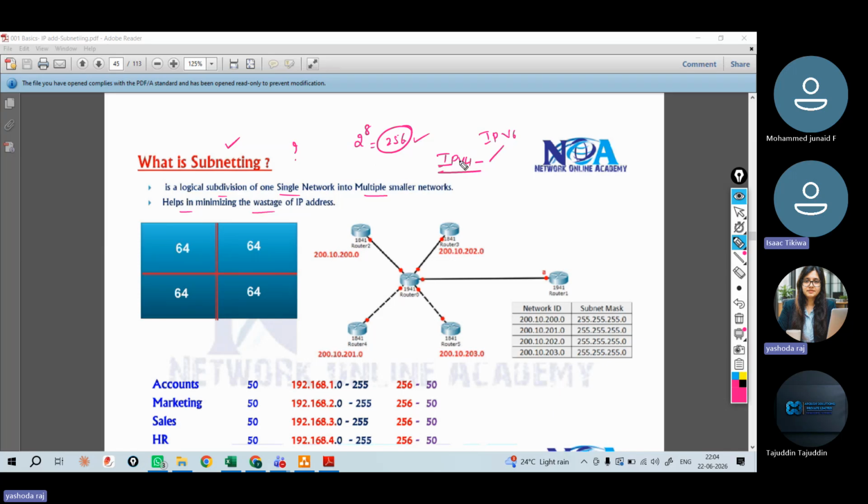So whenever, what was the total number of IP addresses in IPv4?